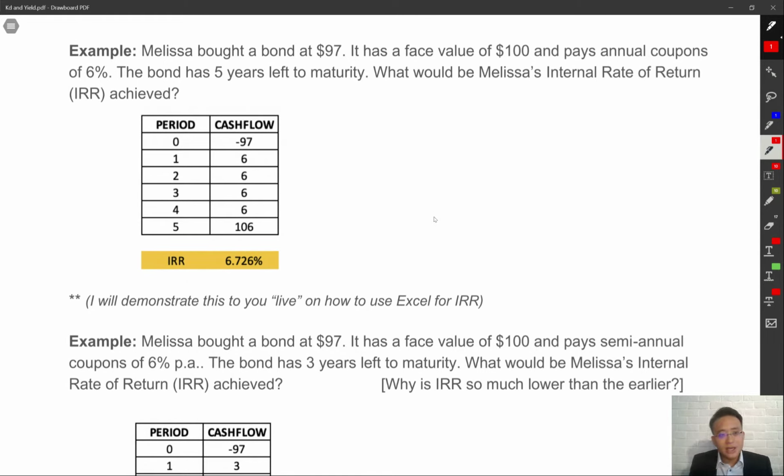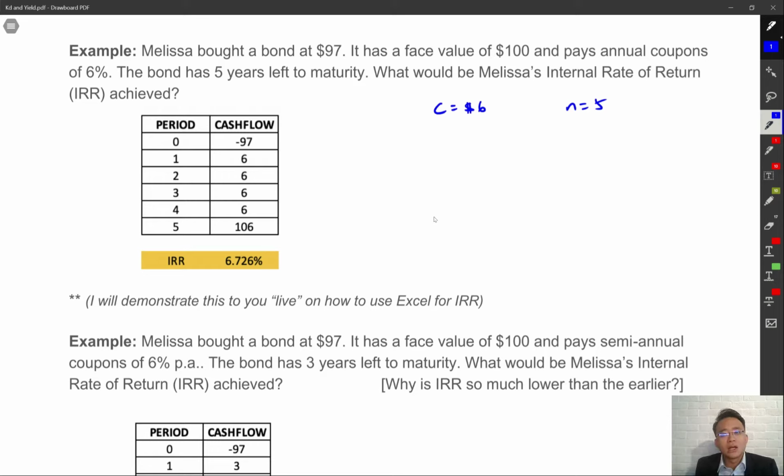In the example, Melissa bought a bond at $97. It has a face value of 100 and pays annual coupons of 6%. If you have watched the bonds video, you are familiar with bonds, the coupon is $6. The bond has 5 years left to maturity. What would be Melissa's internal rate of return?